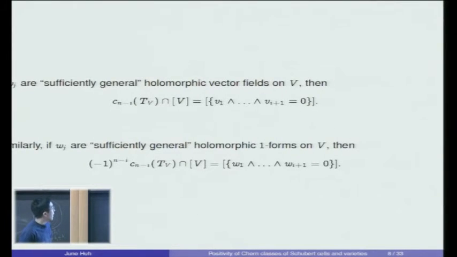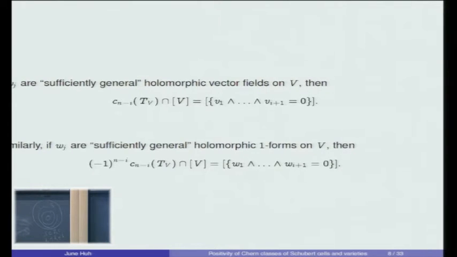So in this case, if you have a sufficiently general collection of vector fields v_j, then the homology class that we are talking about is the homology class of an honest subvariety of the correct dimension, which is the locus of points where these vectors become parallel. And also you have a dual version of the theory where you have many holomorphic one forms instead of many holomorphic vector fields.